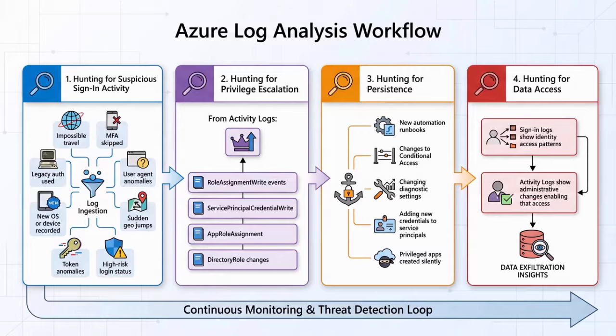Three, we hunt for persistence. This includes things such as new automation runbooks, changes to conditional access, and a particular mention here is adding new credentials to service principals. Four, we hunt for data access. Sign-in logs show identity access patterns. And remember that activity logs show administrative changes enabling that access. So as you can see, together they complete the entire puzzle.